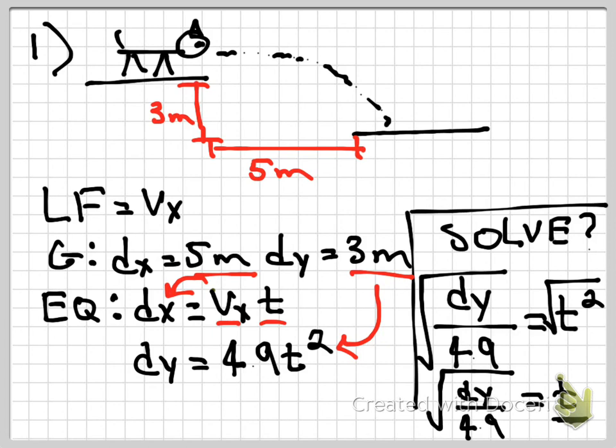So that's number one. We're going to have 1 through 7 for homework, most on Go Formative. You're going to have that on Go Formative.